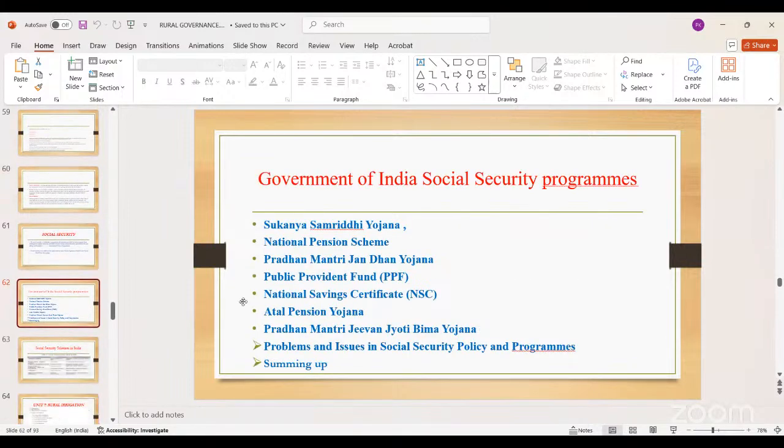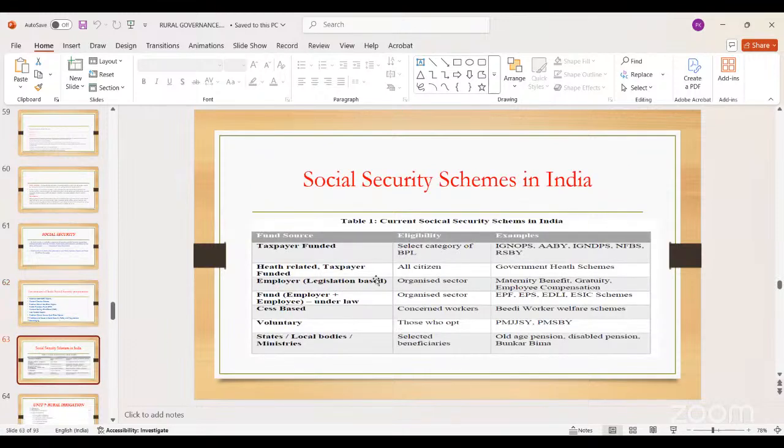Then next comes some schemes of the government of India. So we should have a very brief introduction of that. Before that, we'll quickly cover some different types of social security schemes in India, like for below poverty line, Indira Gandhi National Old Age Pension Scheme. It is funded by taxpayers. Then health related services like Ayushman Bharat and all. So all citizens are eligible up to a certain income.